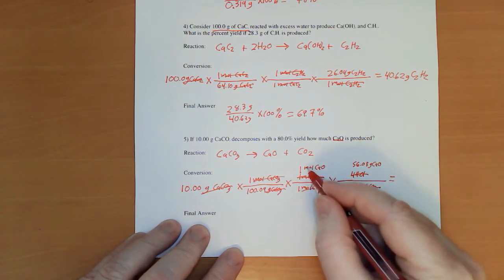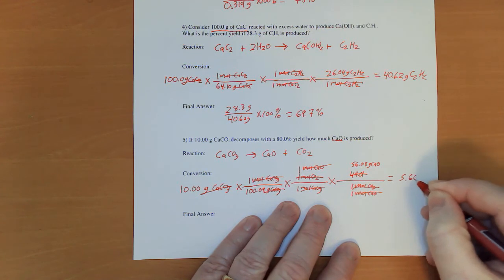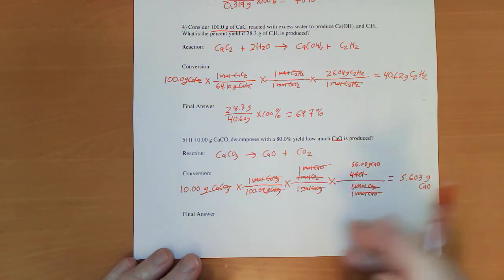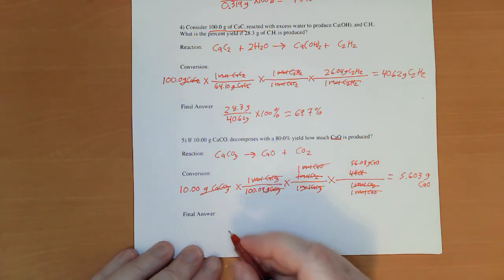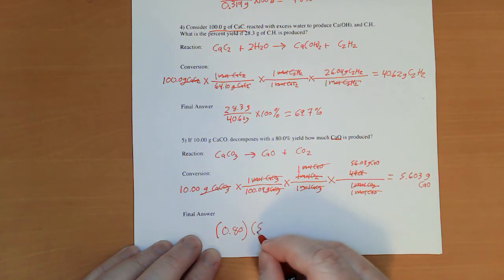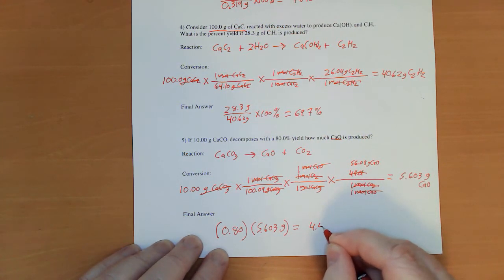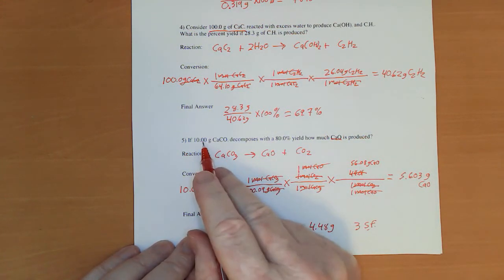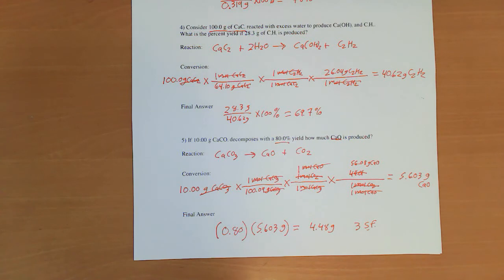Cancels. Now this comes out to be 5.603 grams of CaO. So that's the theoretical yield. But if I only get 80% of the theoretical yield, I can go 0.80 times 5.603 grams, and that equals about 4.48 grams. And I'm showing that to you with 3 sig figs based on the 80% right there. That would limit my number of significant digits. Okay?